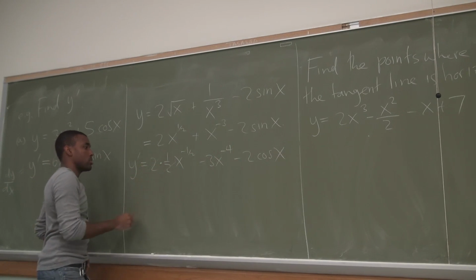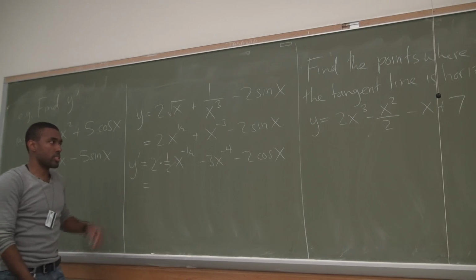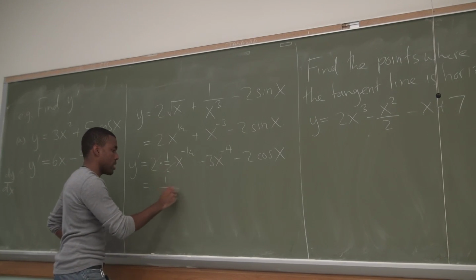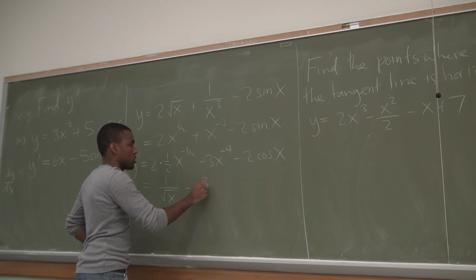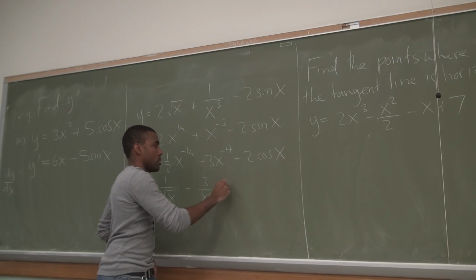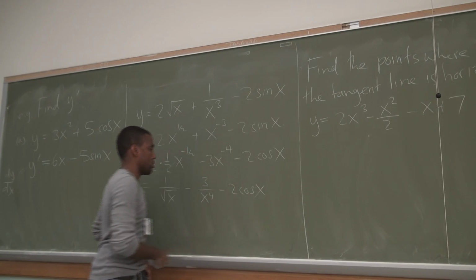So here the 2's cancel. So that's just x to the minus a half. I can write that as 1 over radical x minus 3 over x to the 4th minus 2 cosine x.